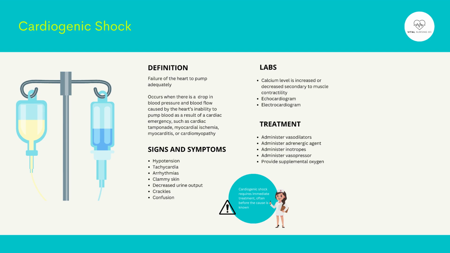Adrenergic agents increase the heart rate and blood pressure. A commonly used adrenergic agent is epinephrine. Inotropes strengthen the heartbeat, improve contractions, and promote peripheral vasoconstriction. Common medications used are dopamine, dobutamine, inamrinone, and milrinone. Vasopressors decrease blood flow to all organs except the heart and brain.